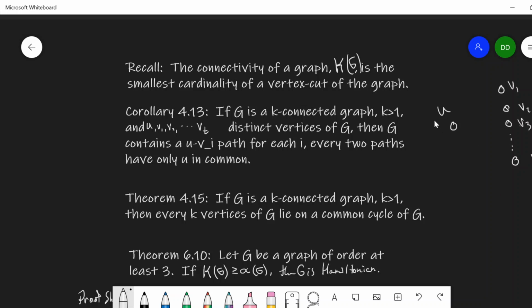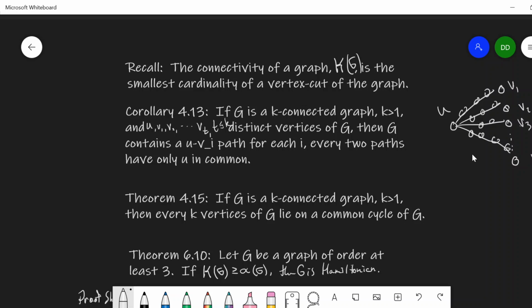Then if G is at least k-connected, so this is for t. I need an extra bit to my hypothesis here. How does t relate to k? Oh, yeah, so this is for t less than or equal to k. So for any t less than or equal to k vertices of G, then what I can do is I can find independent paths from u to each one of those vertices. So they'll just have u in common.